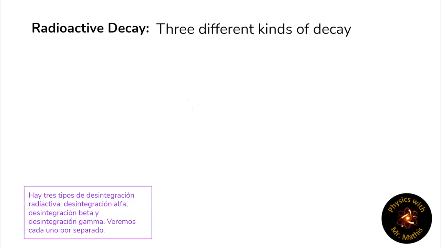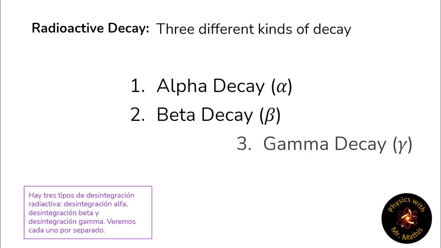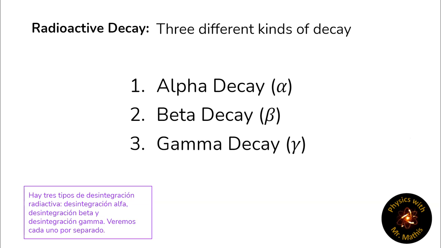There are three different kinds of radioactive decay we'll be looking at: alpha decay, beta decay, and gamma decay. Each kind of decay has a Greek letter that goes with it: alpha, beta, and gamma.